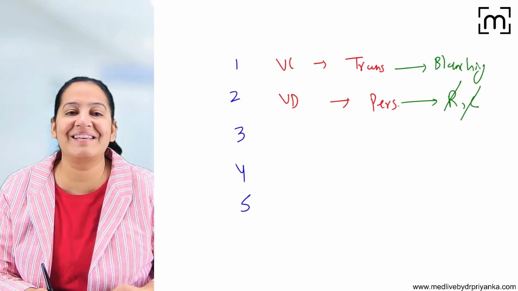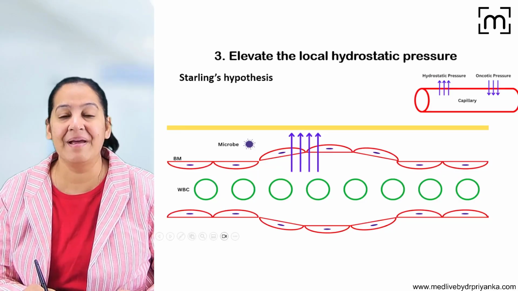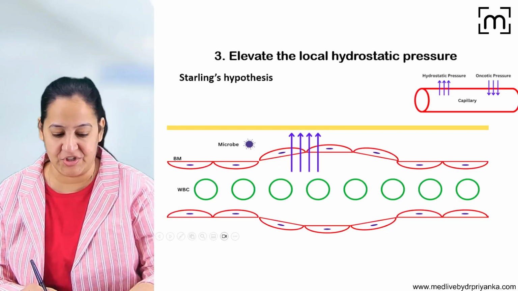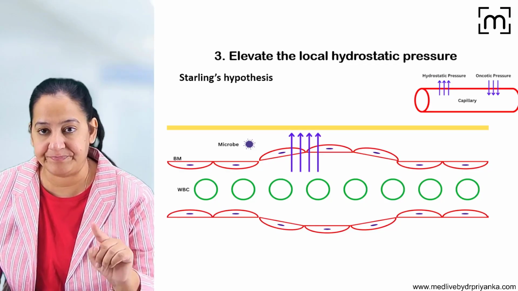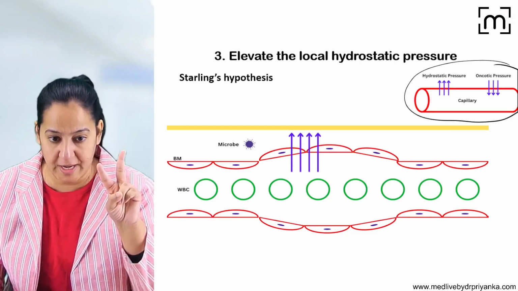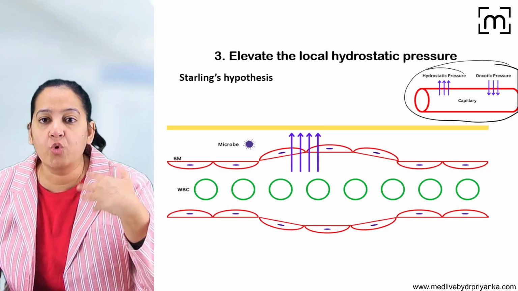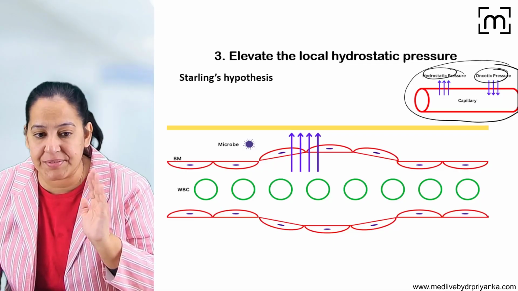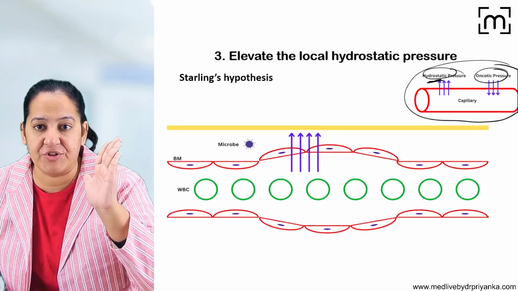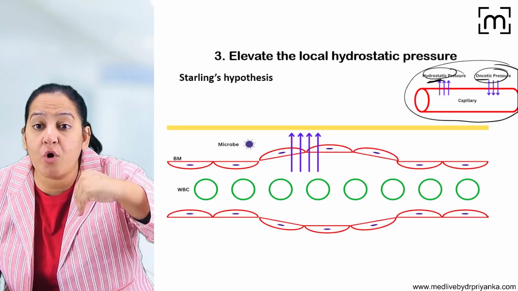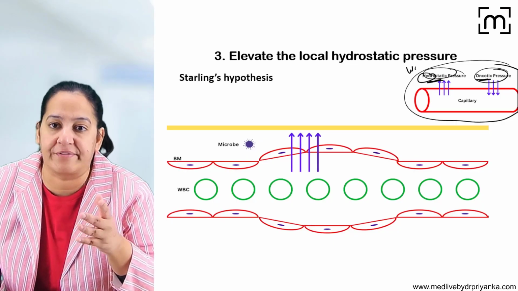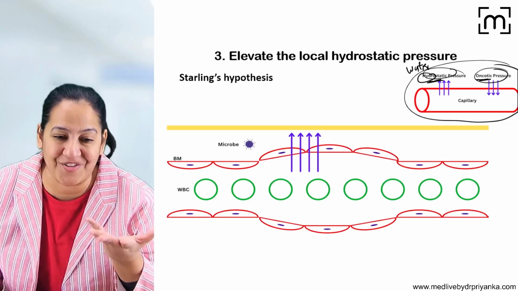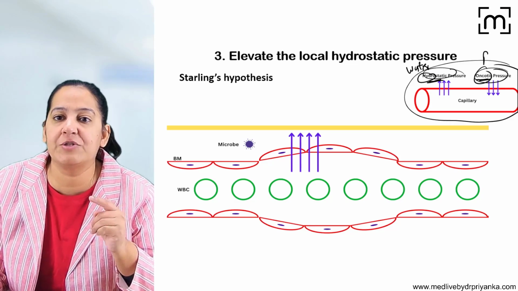Coming to the third step now. Let's start the third step. Third step is increased hydrostatic pressure. So please understand, in a capillary, can you see this is a human capillary? There are 2 types of pressures acting. One is outward, one is inward. Look at the arrows. The outward pressure is hydrostatic pressure and inward pressure is oncotic or osmotic pressure, if you know. So hydrostatic pressure is due to water. Hydro means water, common sense. And osmotic pressure is due to protein.